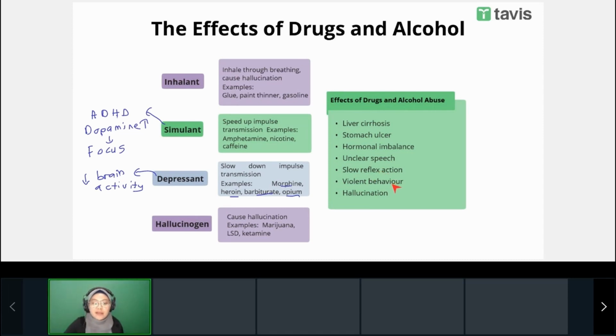They also may have violent behavior because of the excessive activity of the neurotransmitters in their brain. They are hallucinating. They can't think what is right, what is wrong.